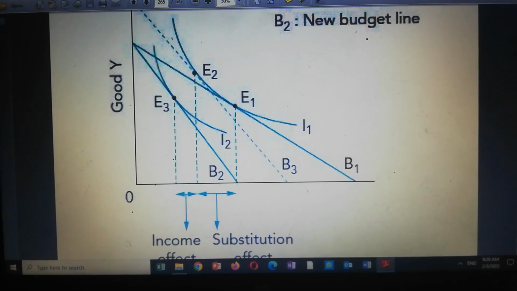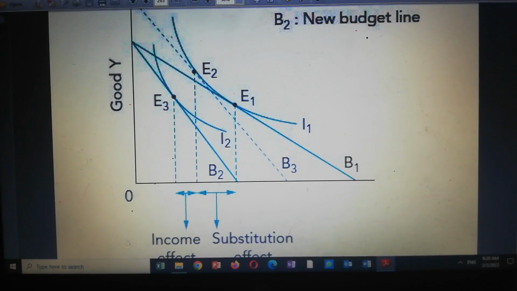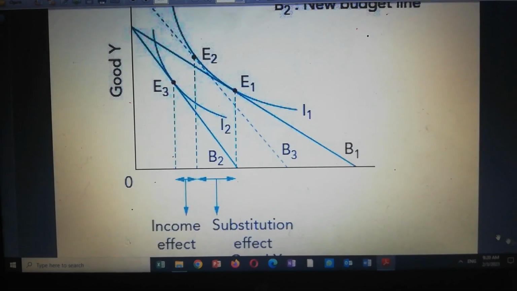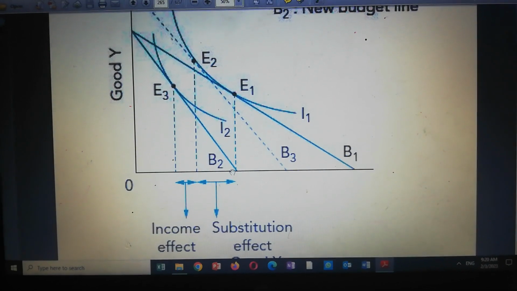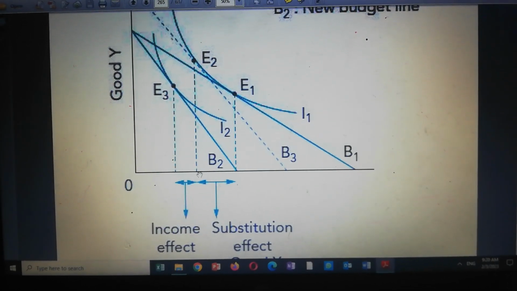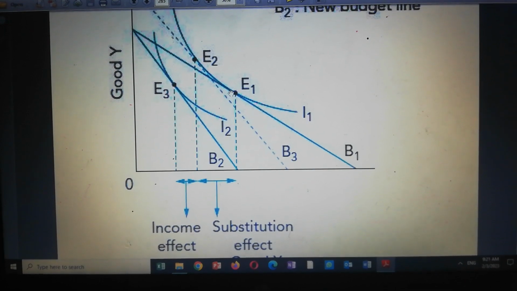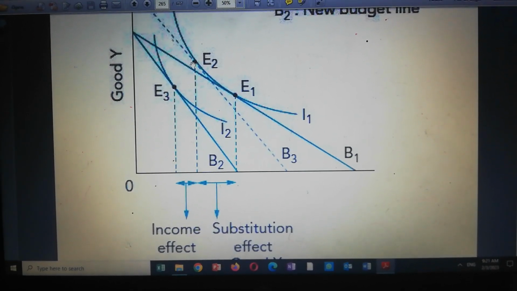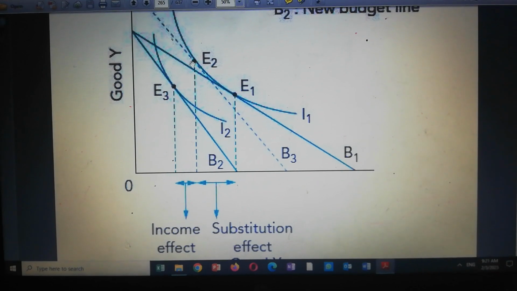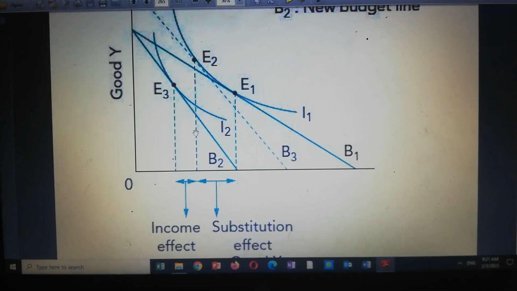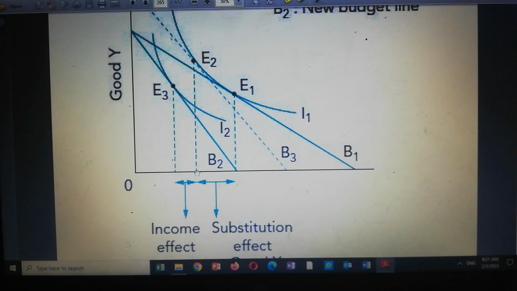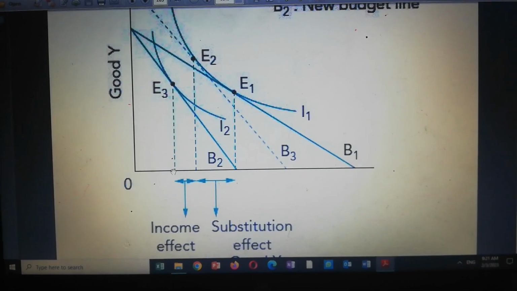So if you want to see here, can you see something which is interesting? You can see that the movement from here, E1 to E2, is called the substitution effect, where the consumer moves along the same indifference curve from point E1 to E what? E2, buying less of X, because X is now expensive. It's called the substitution what? Effect. But this movement now from here, E2 to E3, is called the income what? It is called the income effect.